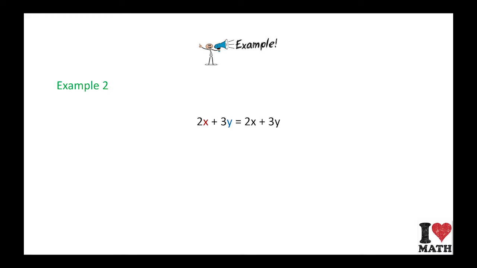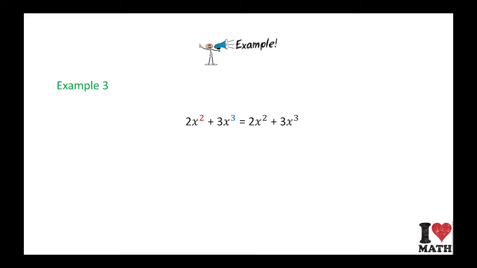Second example, you have 2x plus 3y. So you have different letters, you have x and y. So we cannot add 2x plus 3y. It's going to stay the same. It is going to equal 2x plus 3y.